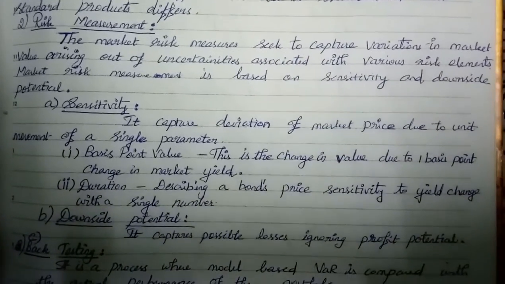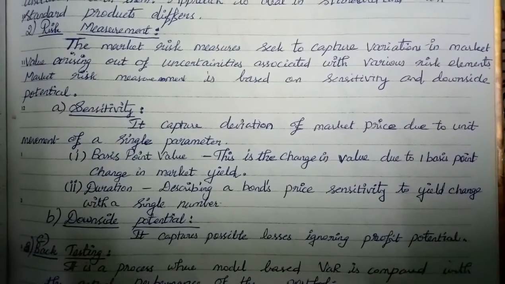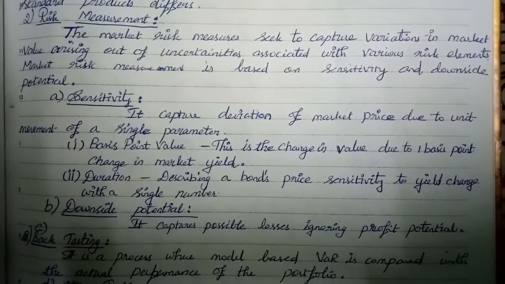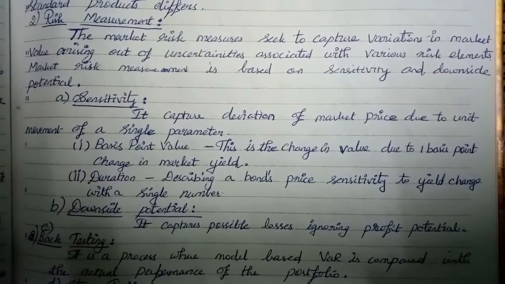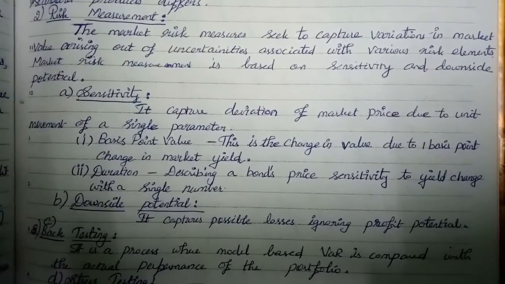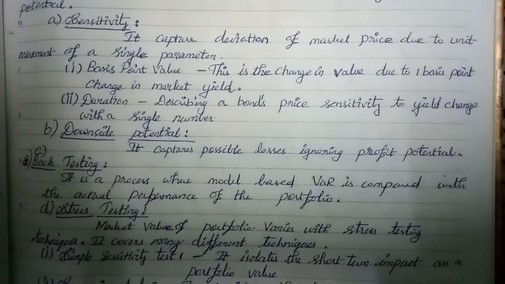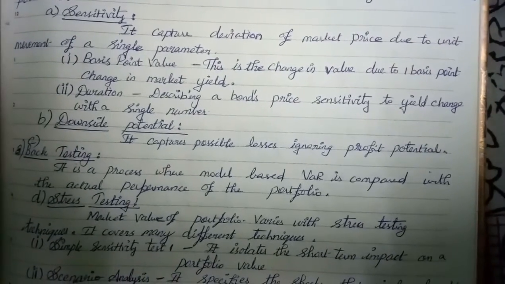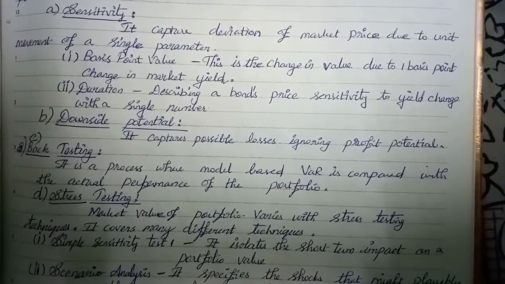Second one is risk management. The market risk measures seek to capture variations in market value arising out of uncertainties associated with various risk elements. Market risk measurement is based on sensitivity and downside potential. Sensitivity. It captures deviation of market price due to unit movement of a single parameter.